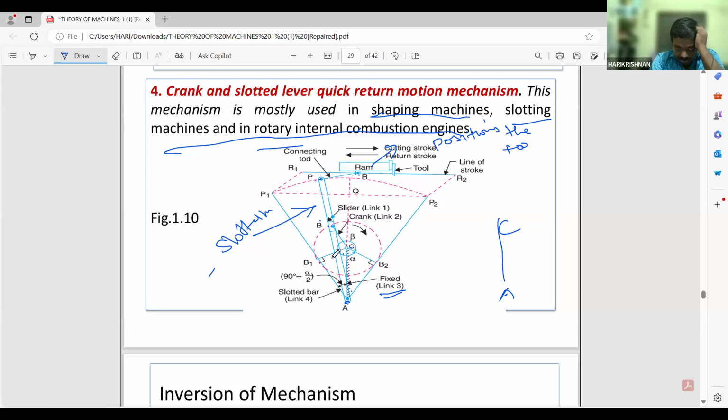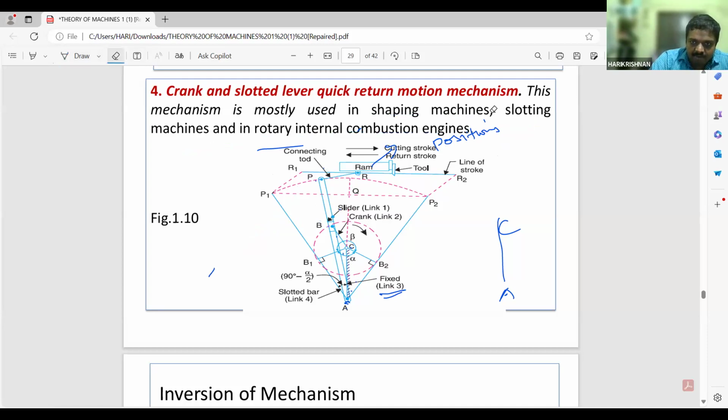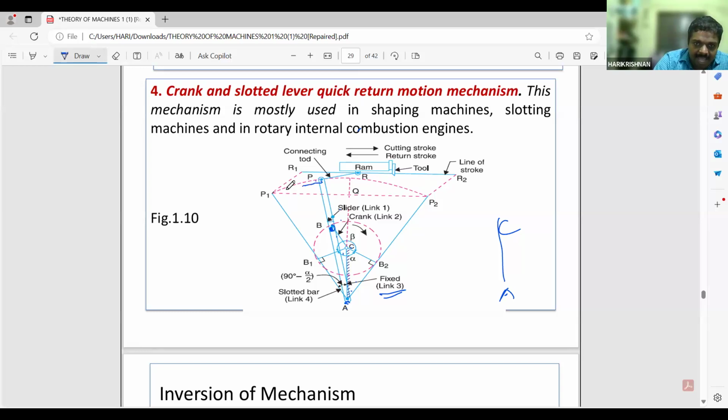Okay. So you may see this B. I think all the parts are clear. So I will explain how it is working. So there is a point B here. When P is at P1, that means the slotted bar is at P1, B will be at B1. Okay, now any doubt? This P is at P1, B will be at B1.